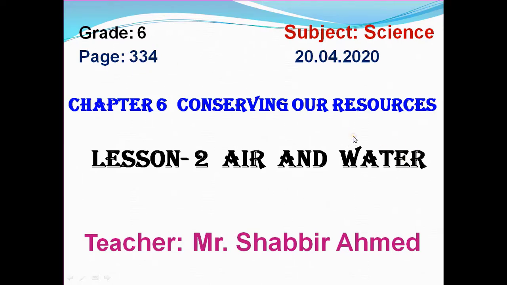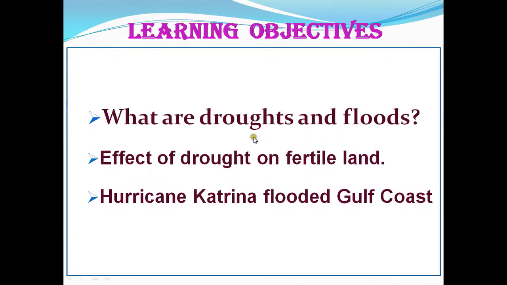So now let's see what the learning objectives of today's lesson are. We are going to see about the droughts and floods. Also we are going to see about the effect of drought on fertile land, and lastly we are going to end the lesson with the part about Hurricane Katrina, the flooded Gulf Coast, that we are going to see in today's lesson.